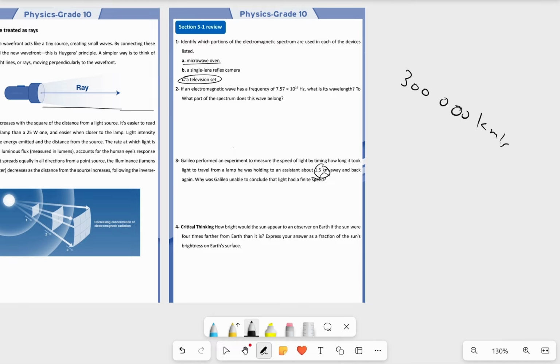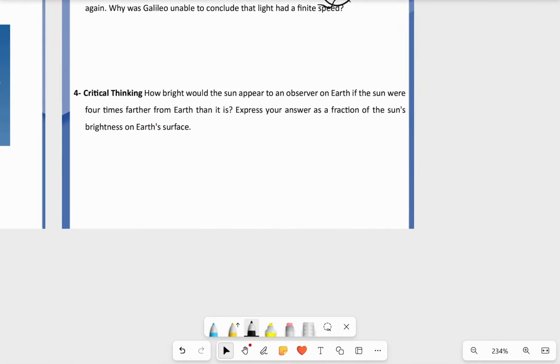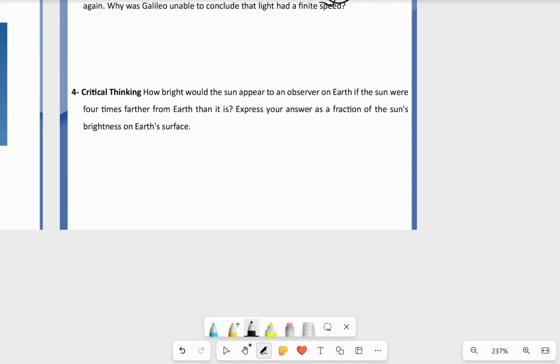Question 4, how bright would the sun appear? Look at this one. We just talked about the intensity of light. How bright would the sun appear to an observer on Earth if the sun were 4 times farther from Earth than it is? So we have intensity of light. Express your answer as a fraction of the sun's brightness on Earth's surface.